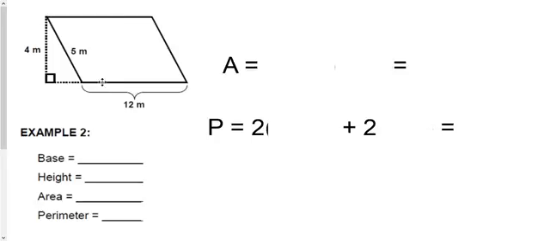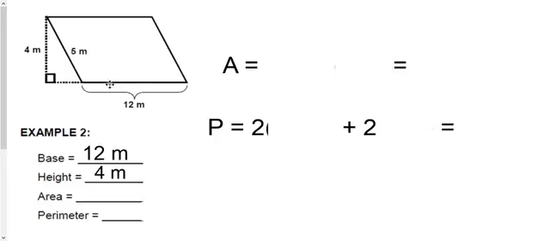Our base is just this part of the parallelogram, 12 meters. But our height is on the outside here. They can do that. They can show it that way, 4 meters. So we've got our base and our height and all the sides. So we're ready to do our area and perimeter.